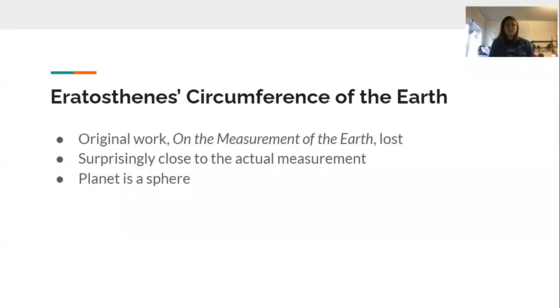So what he did for the circumference of the Earth was there was a city in Egypt called Syene, and on the first day of summer, the sun would be directly above that city. And then on the same day, there was a pole in Alexandria that cast a shadow. So he took the angle of the shadow from the pole and found that it was 1/50th the angle of a complete circle.